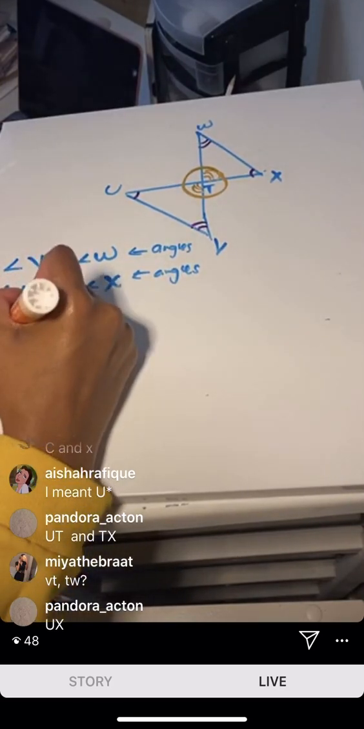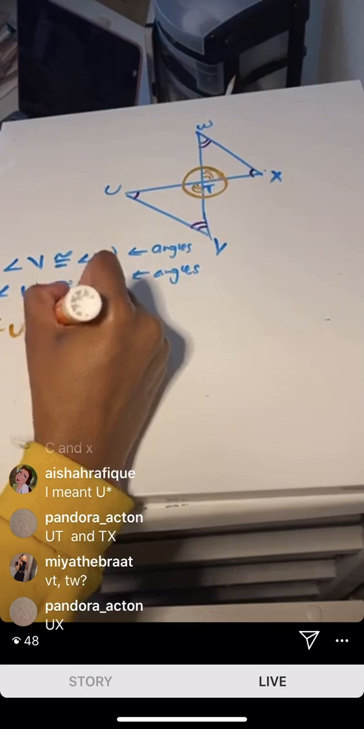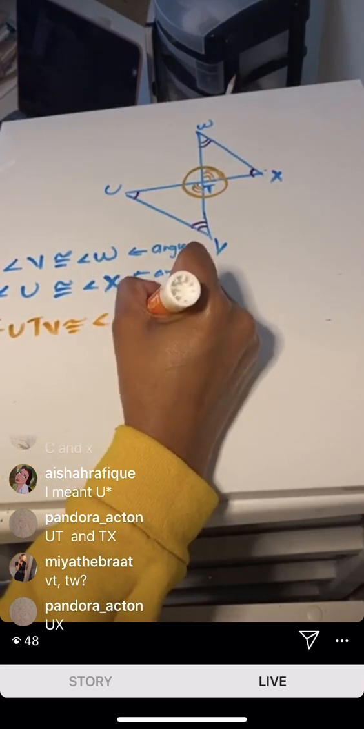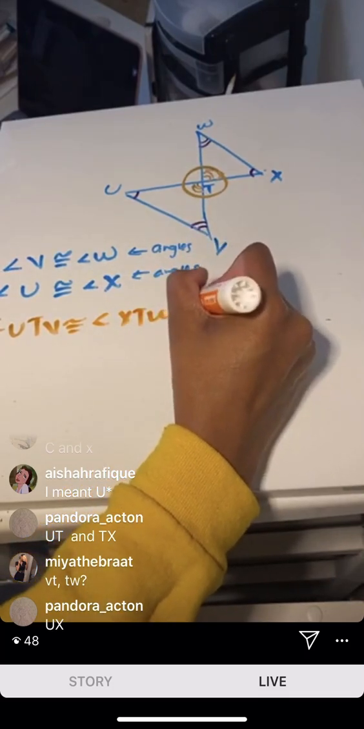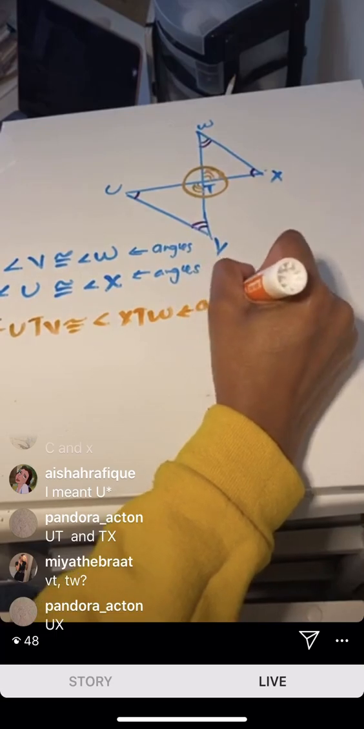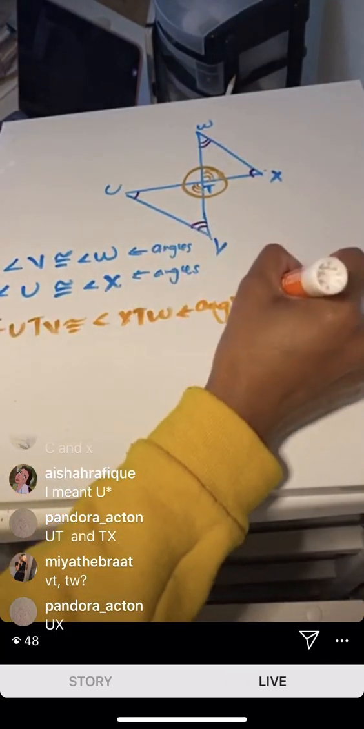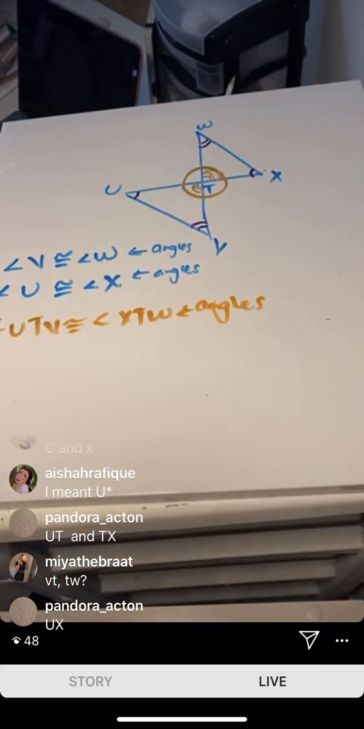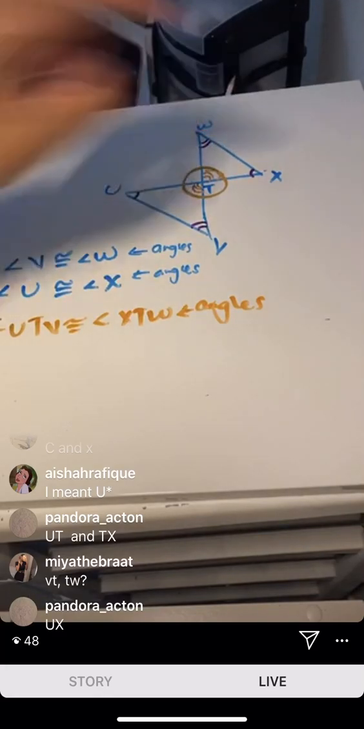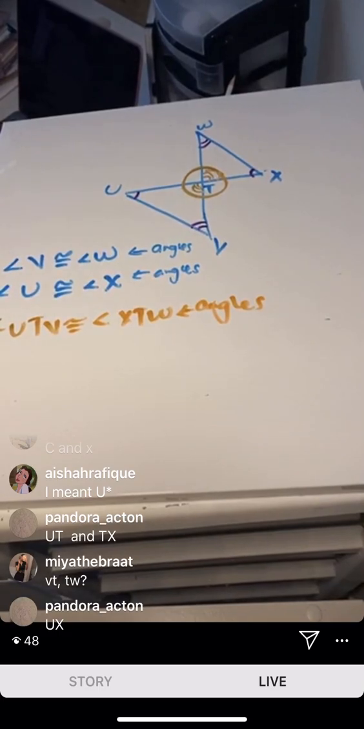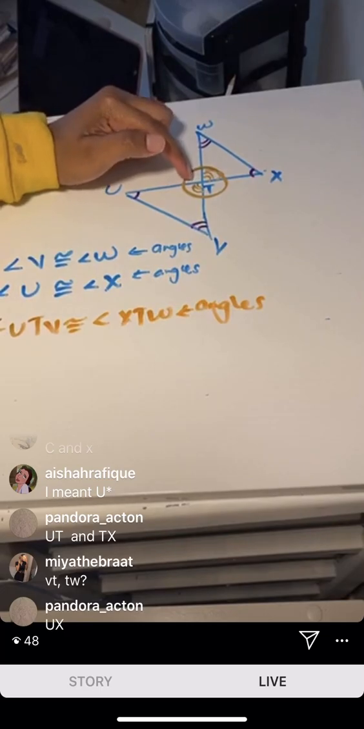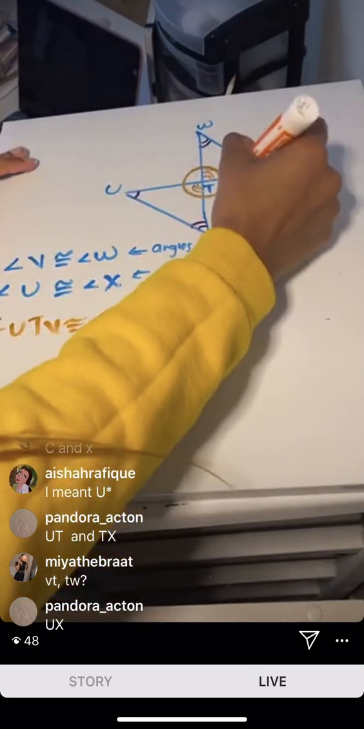So angle UTV is congruent to angle XTW. Does that make sense? Yes, no, maybe so. These two are vertical angles. Anytime, you're either going to have angles connected or sides connected. With this one, you have angles connected. They're vertical angles. Since these are vertical angles, then they are congruent.